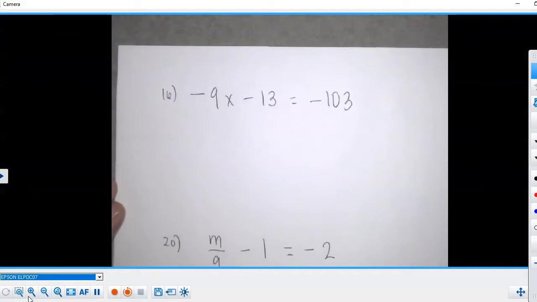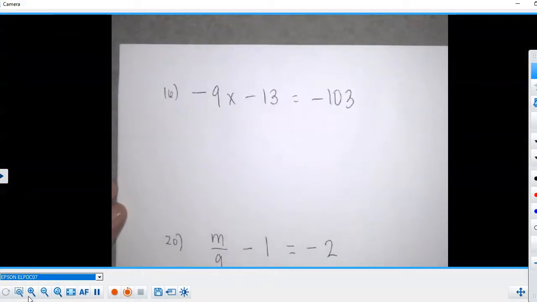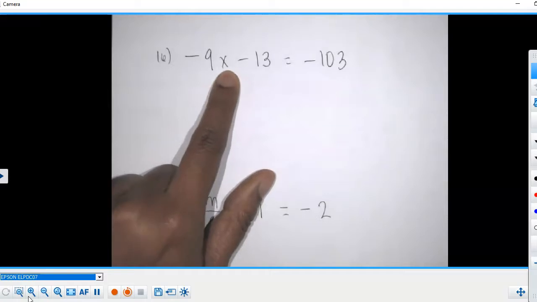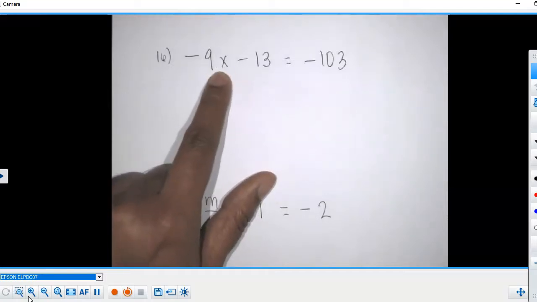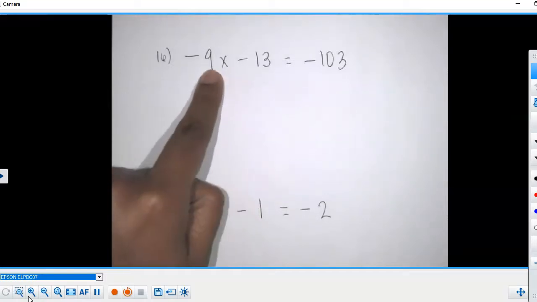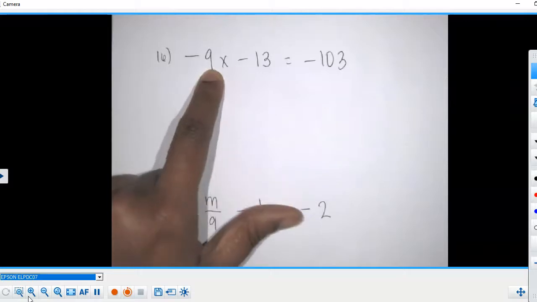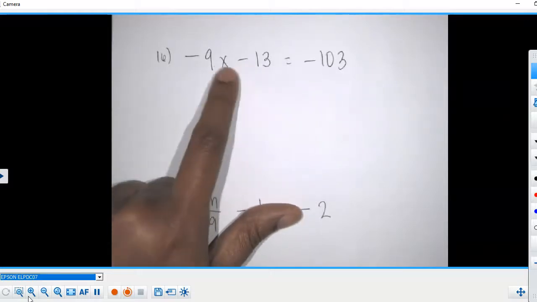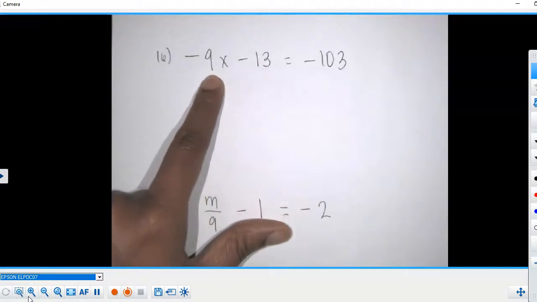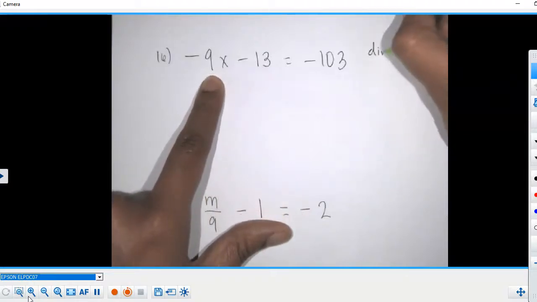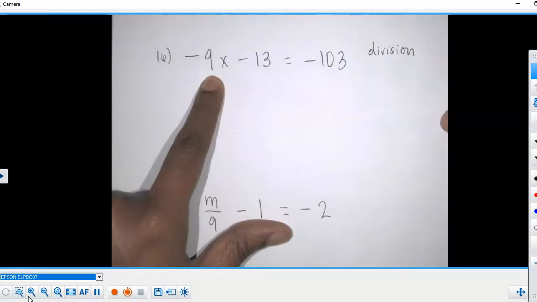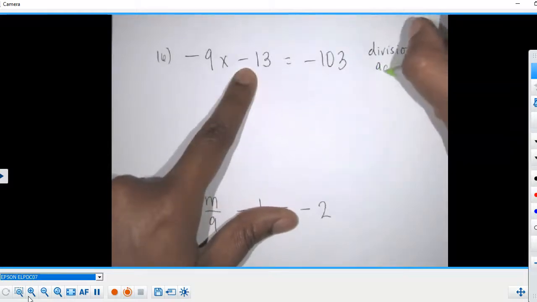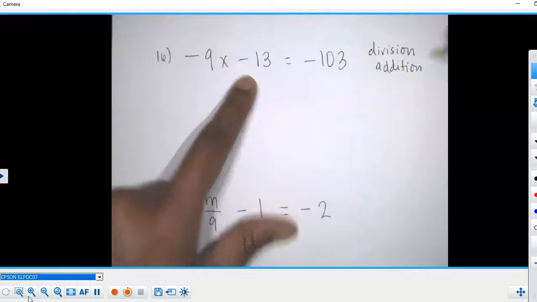Okay, so here's number 16. So the first step, of course, is what's happening to x. Well, remember when they're right next to each other, you guys, it's multiplication. The x is being multiplied by negative 9, and then 13 is being subtracted away from it. So again, x is being what? Multiplied by negative 9. So that means I know I need division as an inverse operation. And 13 is being subtracted away. Opposite of subtraction is addition. So I think the 2 steps I need to do are division and addition.